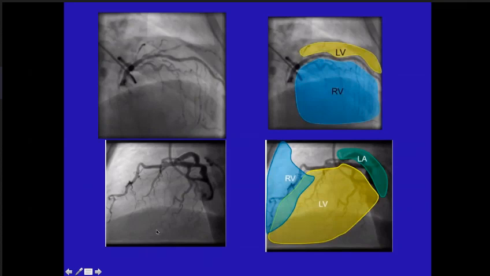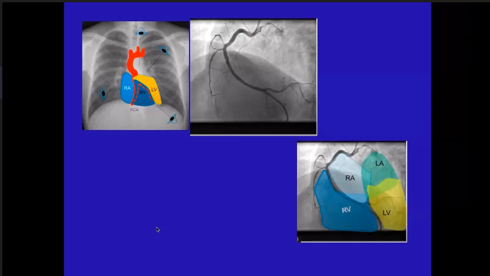In this view, you see mostly the LV, and the circumflex is here, and the LA is seen a little bit above there. So these figures are very useful to know the lie of the heart.